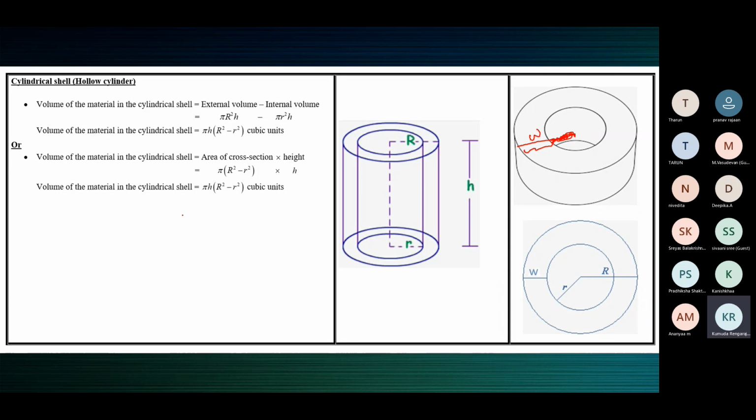So the relation between R and W can be written in many ways. Capital R minus small r is equal to W. You can draw arrows and see here. This is capital R. From this, you are rubbing out the inner radius, and you're left with W. That's the first thing.